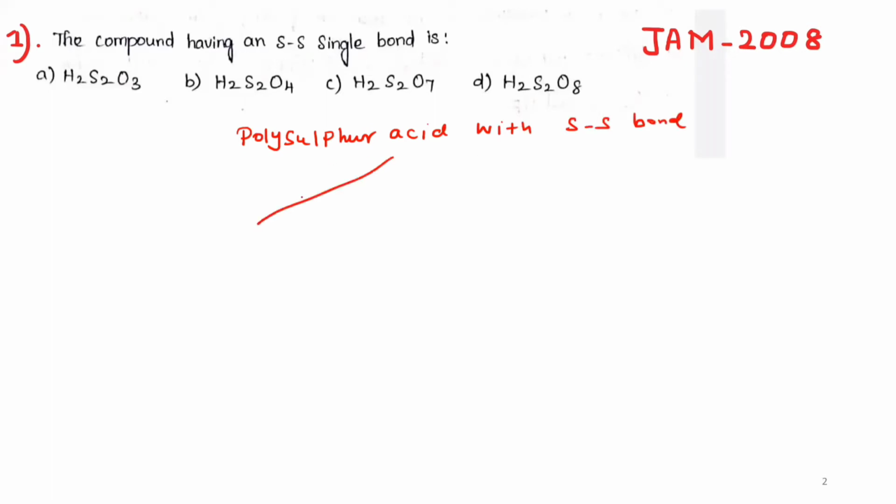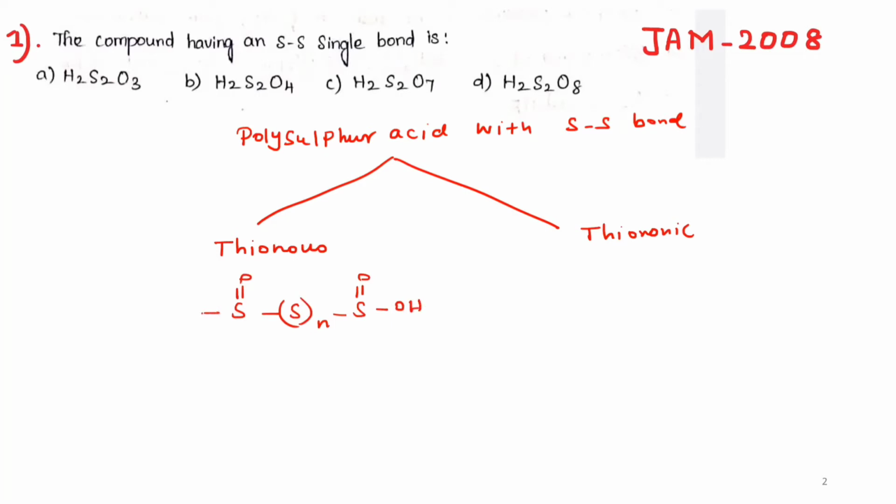Only two types, right? Only thionous acid and thionic acid. What is thionous acid? S and S, double bond O, here OH and OH. This is thionous acid. What is thionic acid? Similarly S-S, and S double bond O, here also S double bond O, and here OH, and the remaining ones double bond O, double bond O and OH. Only these two are common, thionous and thionic, containing the sulfur-sulfur linkage.